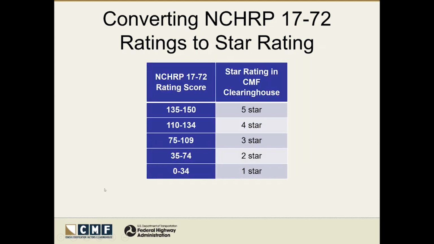And you can see there's some subtle differences across the different study types that then bring us, once you've computed the rating score, to these bins, which now establish the criteria for the star rating. So you can see 135 to 150 total points for your study would yield a CMF star rating of 5 under this new rating system. And then as you proceed down the bins, 0 to 34 points would be a 1-star rating.